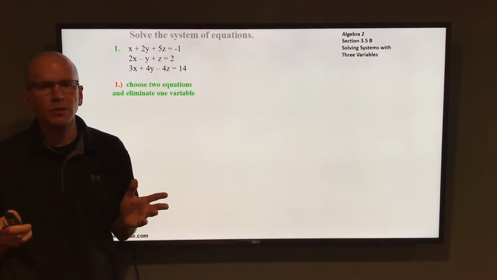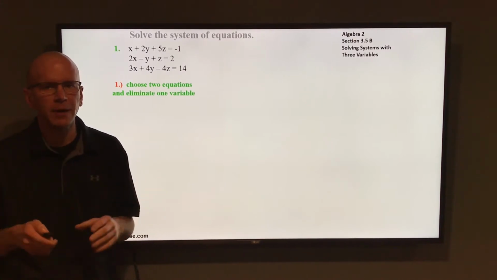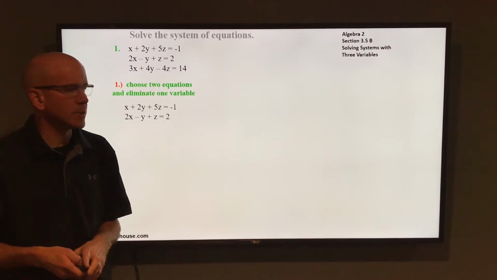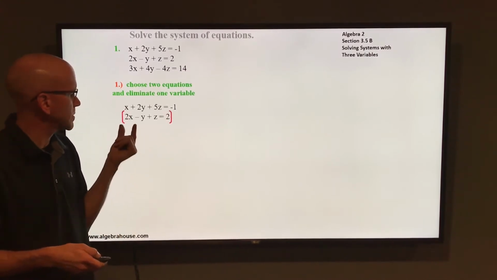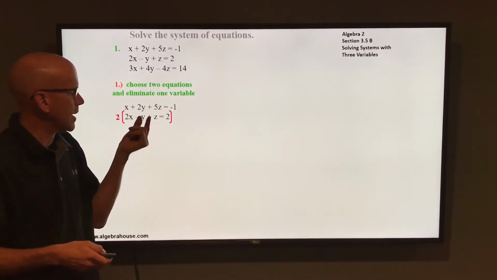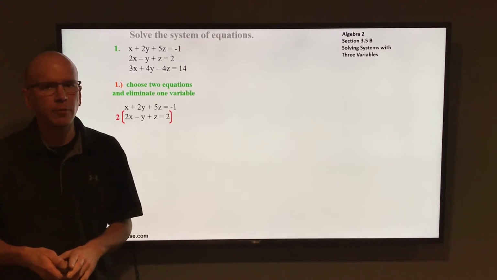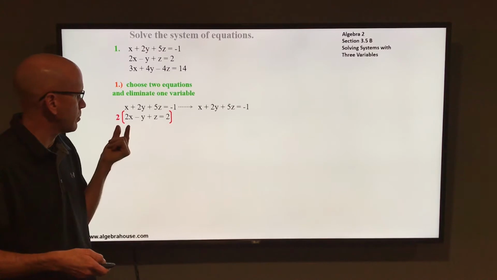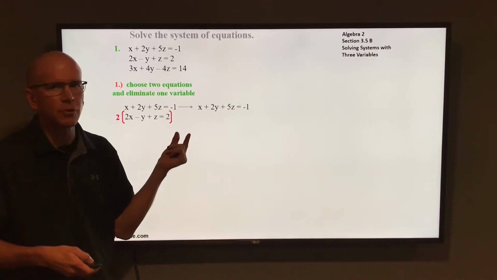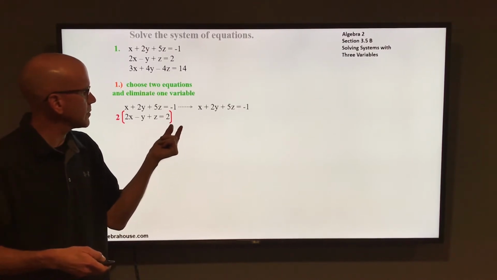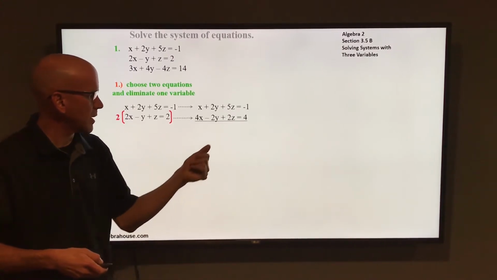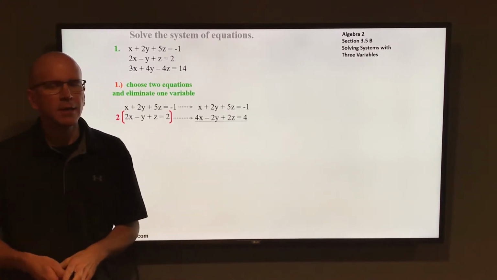It does not matter which two equations you choose, and it doesn't matter which variable you eliminate. So I'm going to go with the first and second equations. I'm going to multiply the second equation by 2. That will end up eliminating the y when I add those two equations together. So the top equation stays the same. Bottom equation, if you multiply by 2, make sure you multiply each term by 2, including that 2 after the equal sign. So multiply each term by 2, get 4x minus 2y plus 2z equals 4.